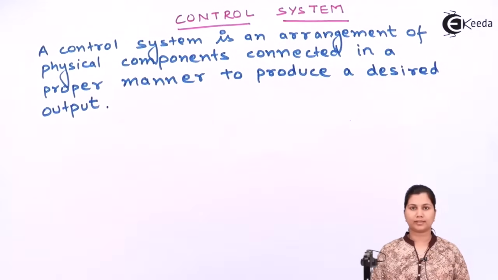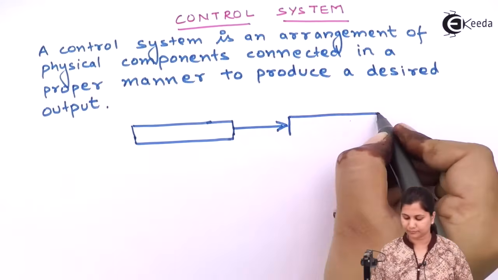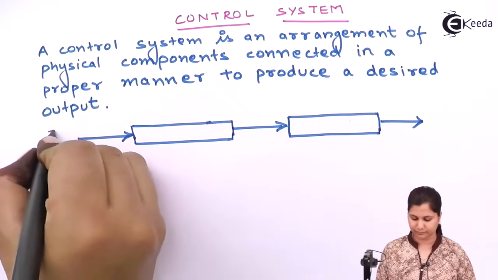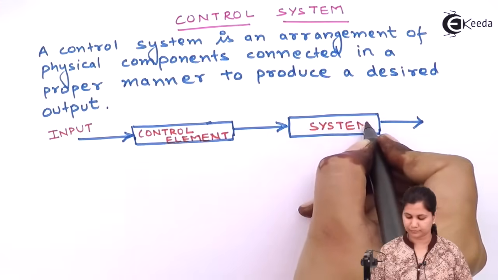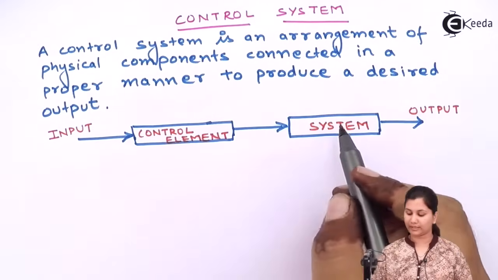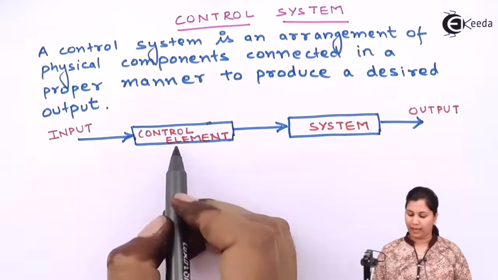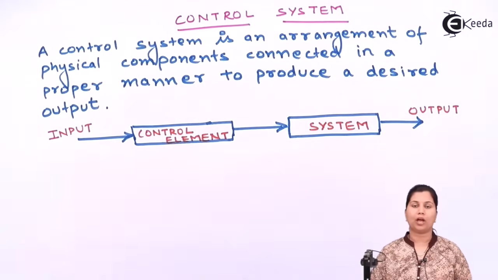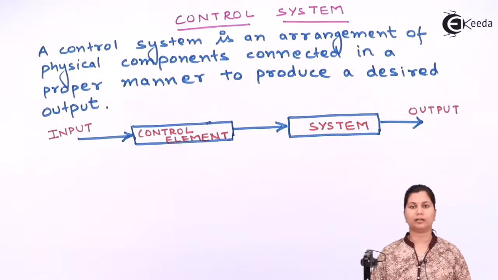So if we represent a control system in blocks, it will also consist of a system because it is a control system. So it will be having a system, and in that we are having an additional block which is the control element, and we are having an input and an output. The function of this control element is to control the output. So we can say that in a control system, the output quantity or the output signal is controlled by the input signal.